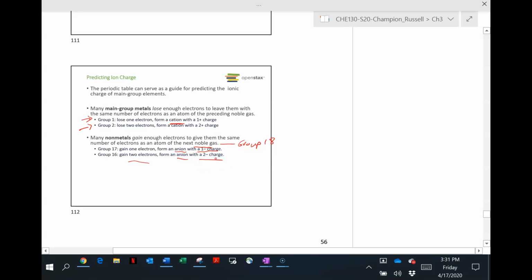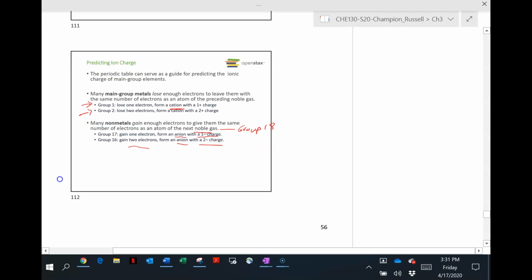So there's some variation of those rules. They're not quite as hard and fast as the group 1 and 2 rules, but those are pretty reliable rules in terms of predicting how those things are going to behave.